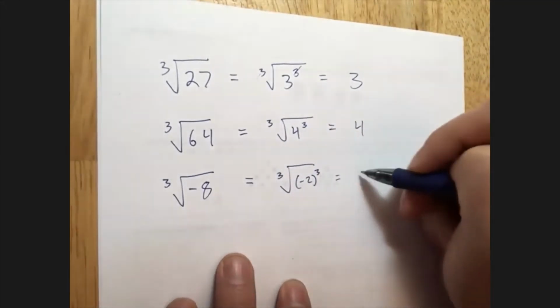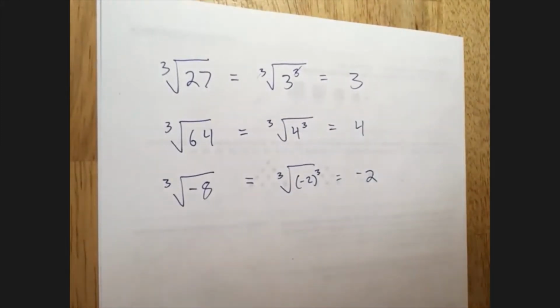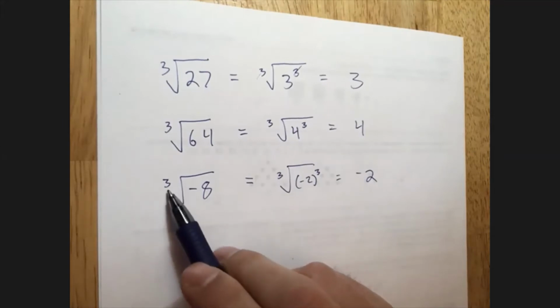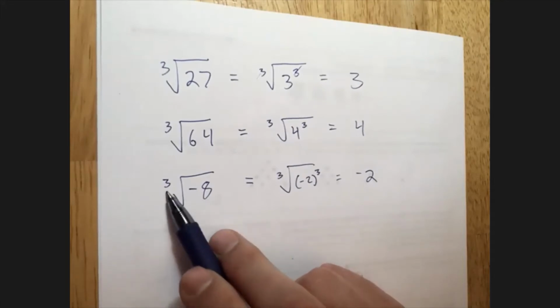And so the answer is negative 2. So here we are allowed to have a negative underneath the radical, because negative 2 cubed is negative 2 times negative 2, which is positive 4. And then multiplied by negative 2 again, we get negative 8. So it does work. And so the general rule here is that when this number here is odd, we can take those roots. When this number is even, we can't. Right?